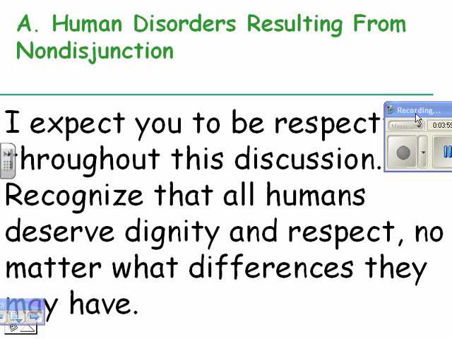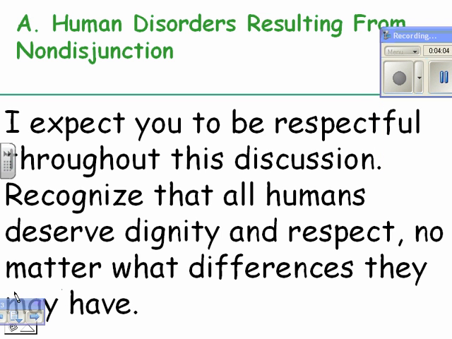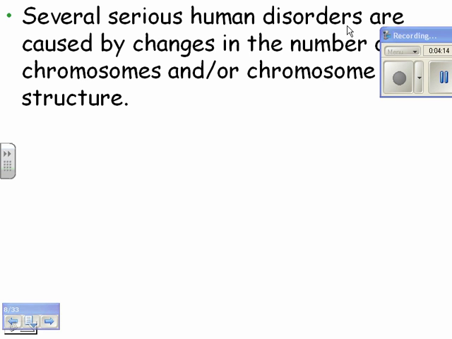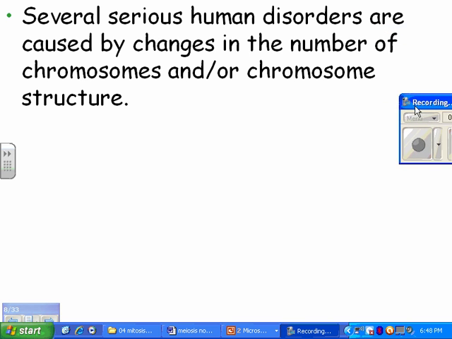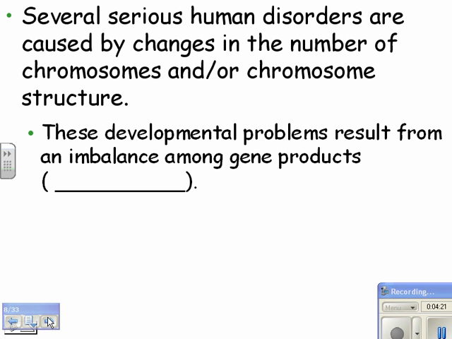So let's look at some human disorders resulting from nondisjunction. And I usually mention that I want kids to be respectful here because these are examples of problems that people can have, and they still deserve human respect. So there are several human disorders that are caused by changes in the number of chromosomes or the chromosome structure. So let's go through a few of them. These developmental problems result from an imbalance among gene products. So that means you're making proteins, but way too many or way too few of them. So the gene products are proteins.